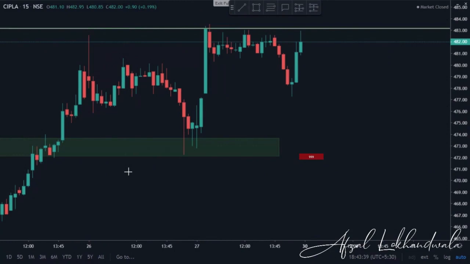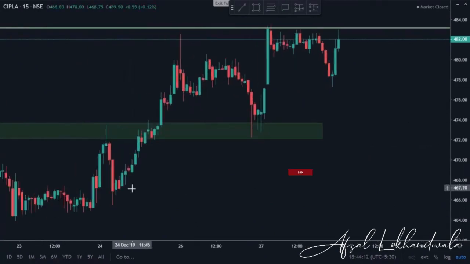Now I want you to look at the 8th point of our accelerator. The 8th point says that the areas identified from the higher time frames are always stronger than the areas identified from the lower time frames. Now this area, since it is a dark green area, this area has been identified from the 75 minutes time frame, and we are on a lower time frame, that is the 15 minutes time frame. Let us see how the price behaved at this area.